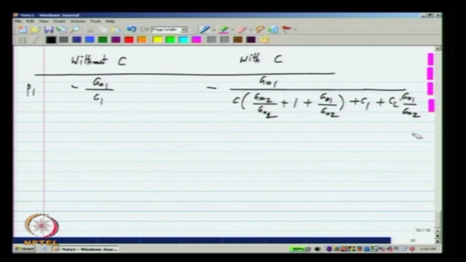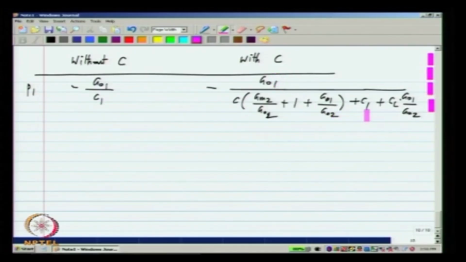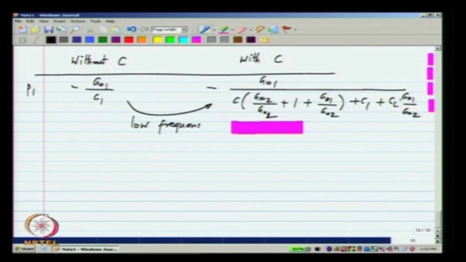Now, it is also of interest to see what has happened to this pole frequency. Has it increased or decreased? What do you think? So, you can see that first of all it is obviously reduced in frequency because the numerator is the same, the denominator C1 remains as it is, and we also have this, and if C is comparable to C1, Gm2 by Go2 is a number that is much more than 1. So, the denominator has increased a lot. Okay. So, when you go from no capacitor to having a capacitor, it moves to low frequency. Okay.